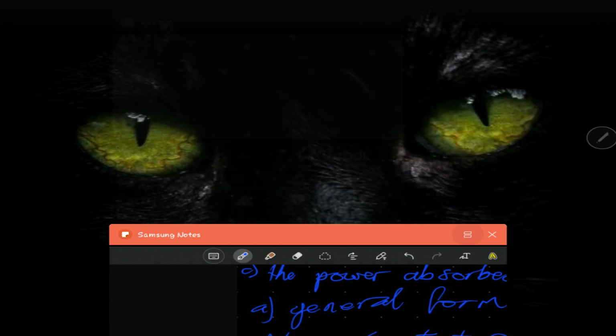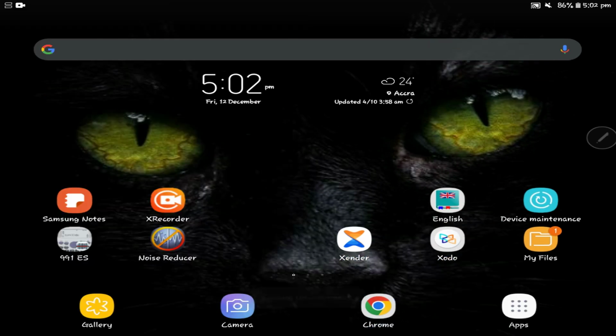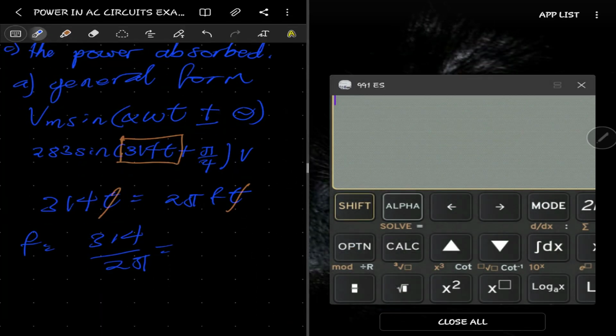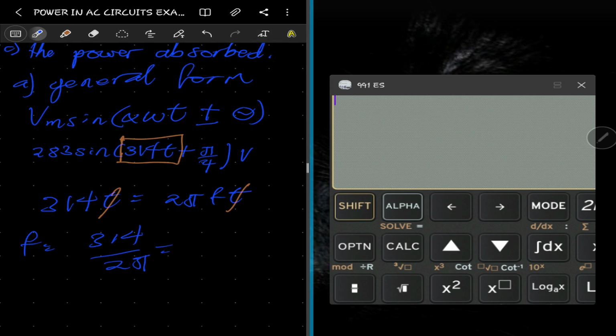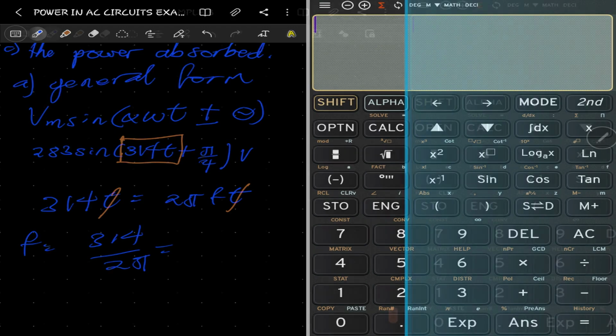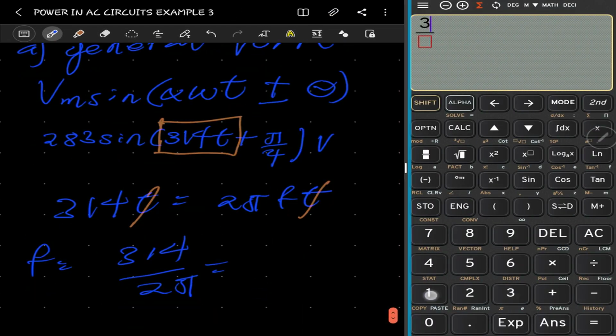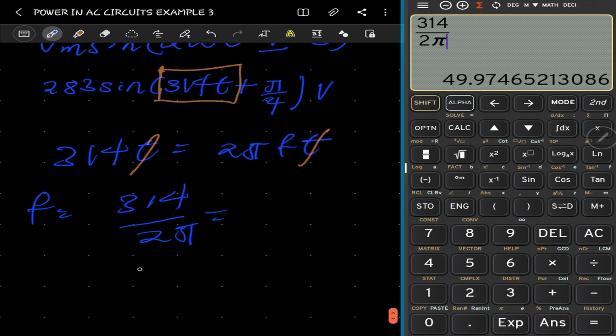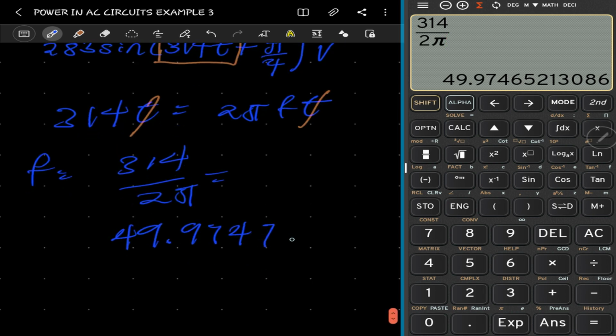Whatever problem you have, it's very valuable that you have the basics. When you have the basics, whatever the problem is, you find a way around it and solve it. Here we know the basic form, and we are using that to find what we have here. So that's 314 on 2 pi, which gives us a frequency of 49.9747 hertz. That's the unit. Most of the time these are rounded up, so it's about 50 hertz.